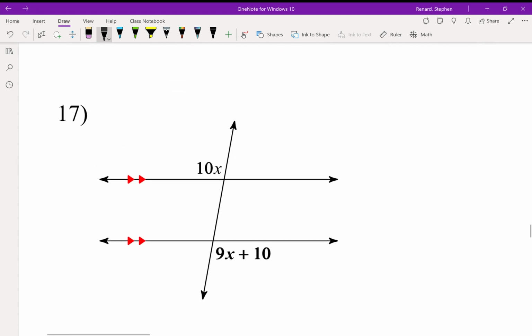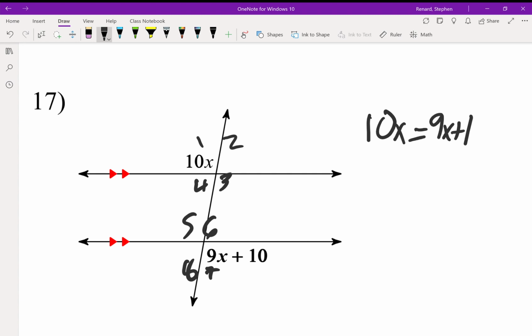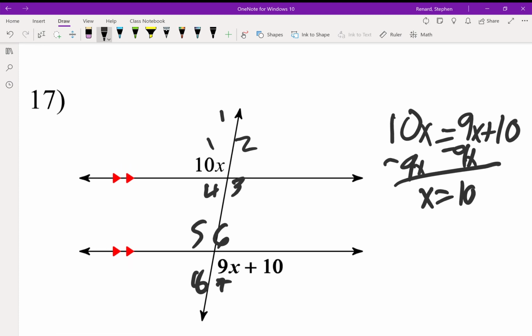Okay, now we're on to 17. Same general idea. When we check 1 and 7, we see that they are alternate exterior angles, which are congruent, which means that their measures are equal. We subtract 9x from both sides. We get x equals 10. We plug 10 either into here or into here. We're going to get the measure of the angle is 100 degrees.